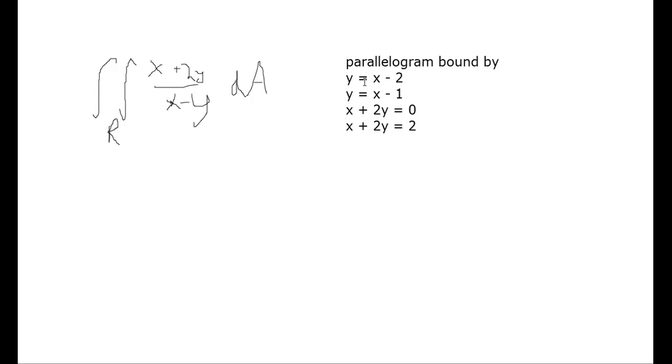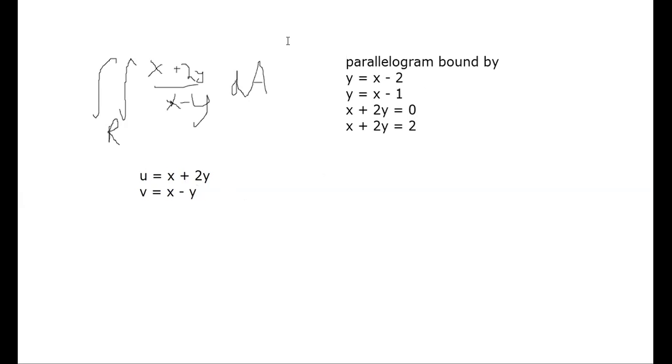So what might be good choices for how to define these? Based on what's here and what's here, it seems like a great choice to say that u is equal to x + 2y, and v is equal to x − y. This way, our integrand just becomes u over v, but this also works with our parallelogram.